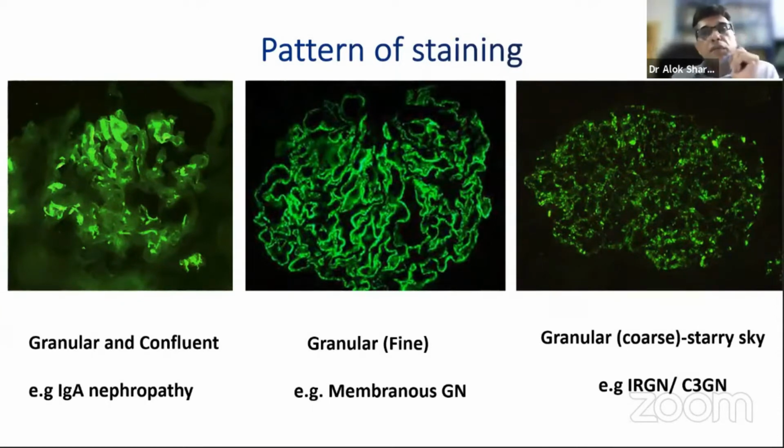And the third one, which is usually called the starry sky pattern, with coarse granular capillary wall and mesangial deposits, is a common finding you see in infection-related glomerulonephritis. So if you pay attention to the pattern of immunofluorescence, you can actually judge what disease process is happening even before you look at the light microscope.